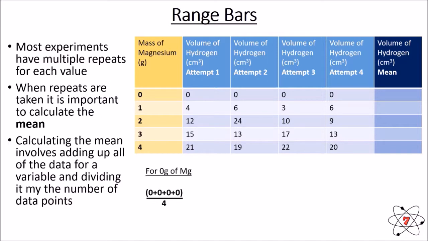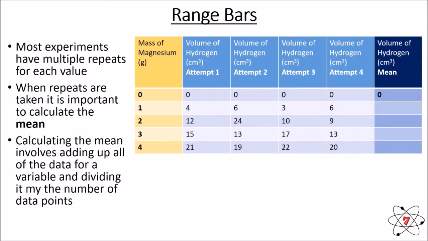Now, in this case, it's very simple. It's 0, attempt 1, plus 0, attempt 2, plus 0, attempt 3, plus 0, attempt 4. Now, just for completeness, I'm going to put these in brackets, because when we are doing maths, operations in brackets always come first. So we add these up and we then divide them by 4. Obviously, 0 plus 0 plus 0 plus 0 is 0. And we divide 0 by 4. And shockingly, we end up with 0 centimetres cubed. So our mean result for 0 grams of magnesium reacting with acid is 0 centimetres cubed.